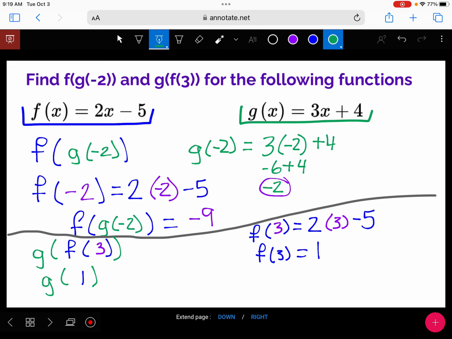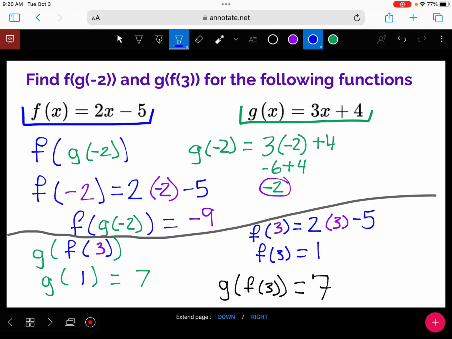What's g of 1? 7. So g of f of 3 equals 7. Those are our two answers here.